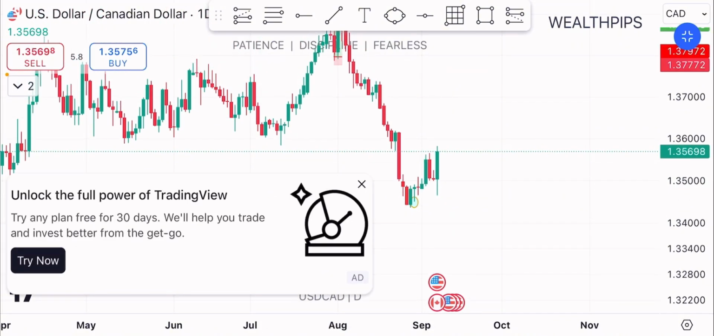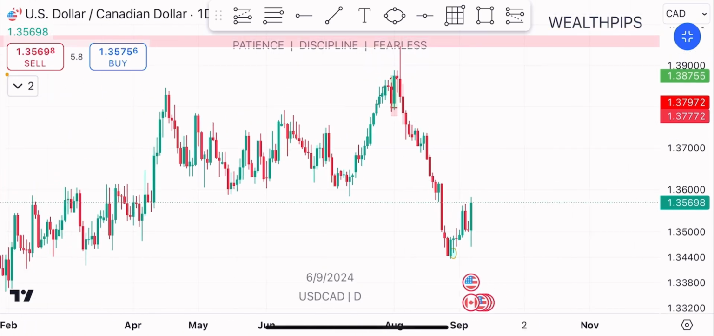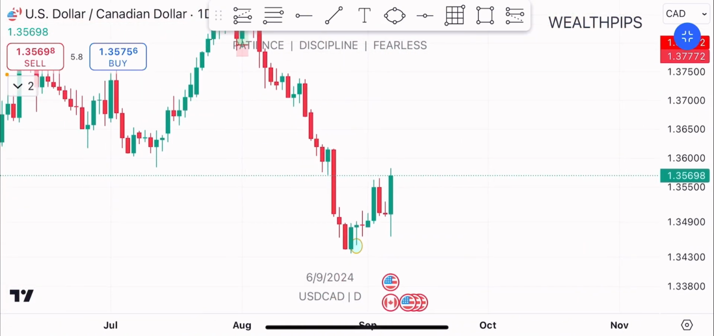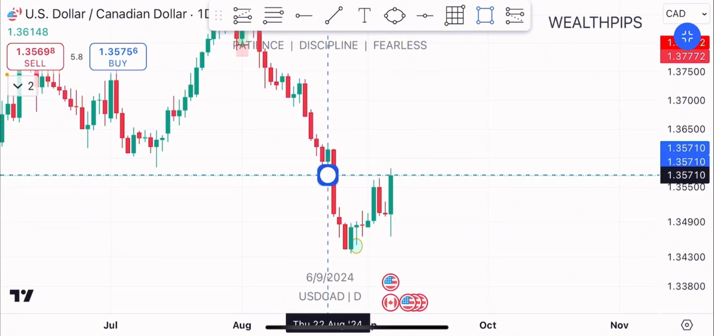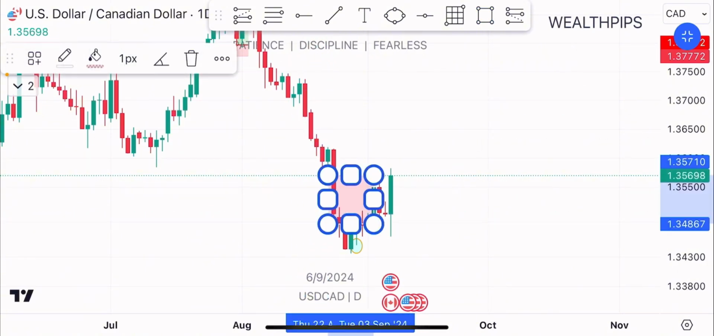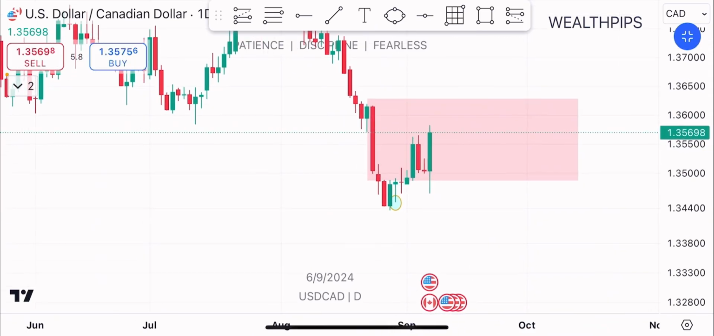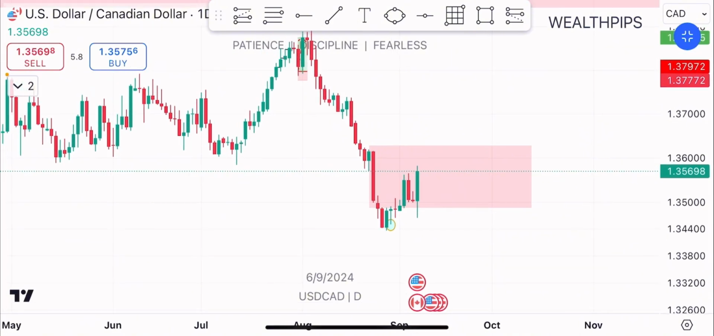So the reason I took a buy here is that after this aggressive move happened, this one here, when I saw this move I said, okay, I'm going to trade the correction of this move.